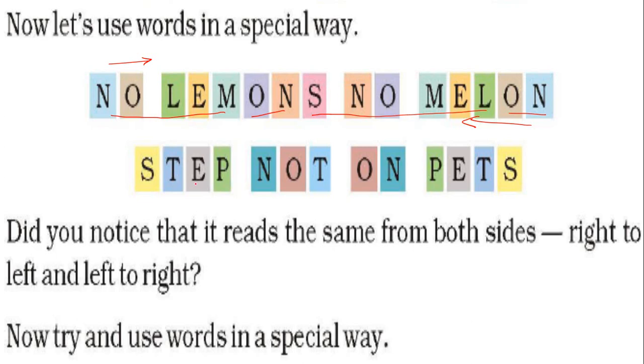Now here we can see, step not on pets. If we start reading it from here, step not on pets. So from both sides these are equal. So these sentences are known as palindromes. What do we call it? Palindrome. See, there are many such words, like Malayalam. If you read it from both sides it will be Malayalam only. Then Level.